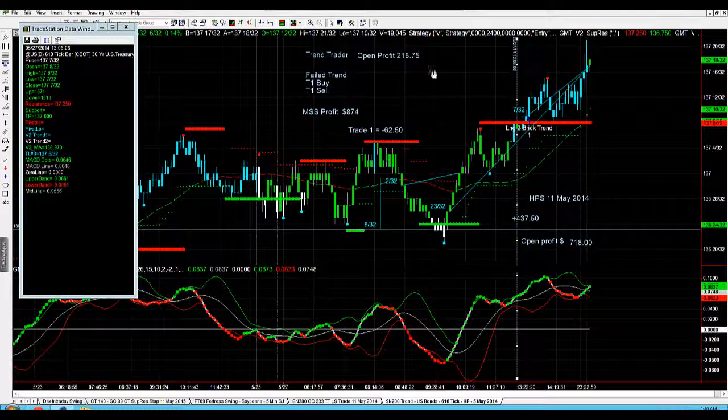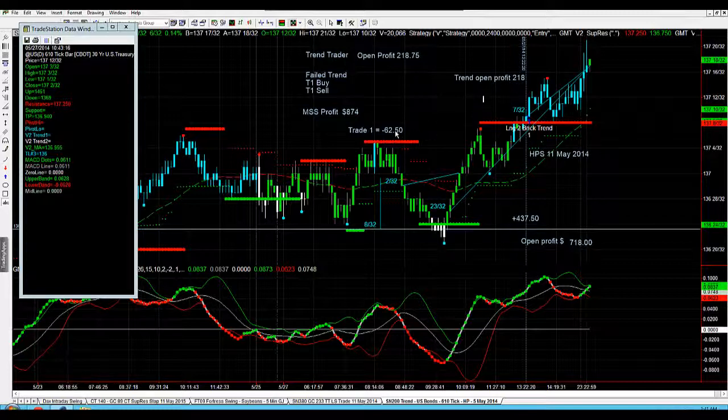Our trend trader took one trade, and that was here. The setup on that trade is at 12:56 on the bonds. We get a long setup. Price breaks above the resistance line, and that gets us our cyan candle, and we're long. We're currently long on that trade, so on the trend trader we've got an open profit of about $218. That's not bad.